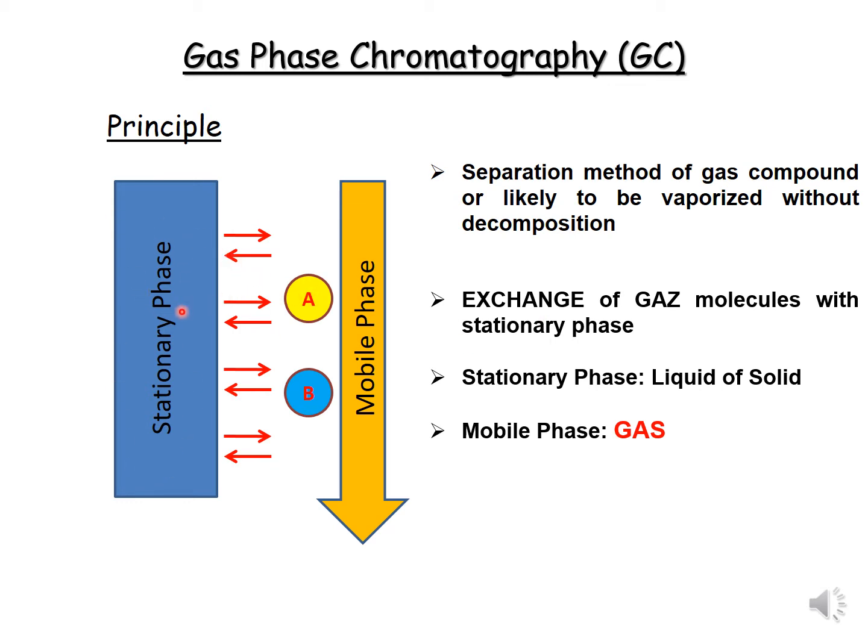Then we see the interaction between the molecules and the stationary phase. The nature of the stationary phase is liquid or solid in gas chromatography. And the mobile phase is a gas. It is impossible to have a liquid as the mobile phase in gas chromatography. So, of course, this is a gas.